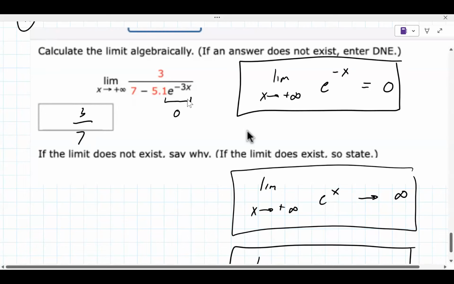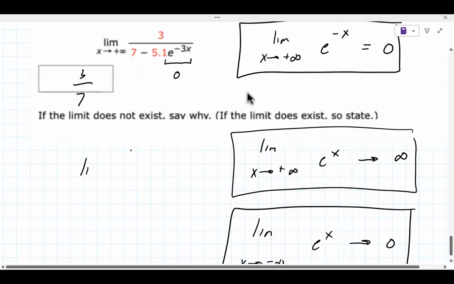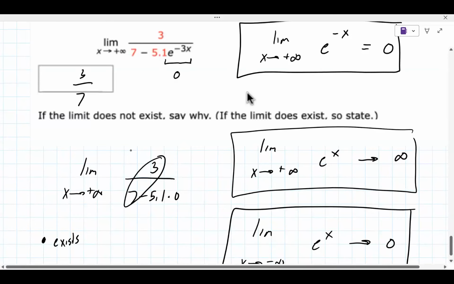So the fact that it's e to the minus x and you're going to positive infinity tells you what this goes to, which is 0. And that allows you to then do the rest of it. It's really the limit as x goes to positive infinity of 3 over 7 minus 5.1 times 0, and that's why it becomes 3 over 7. Now, does the limit exist? Well, it's not that the limit does not exist, it exists. It's that last option there. The limit does exist and is 3 over 7, because it goes to a number, so it does exist. Got it. Okay.